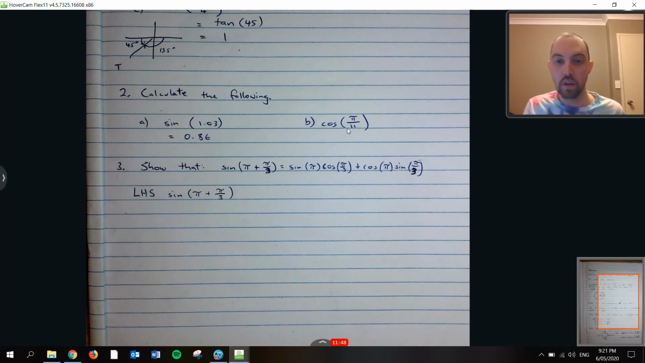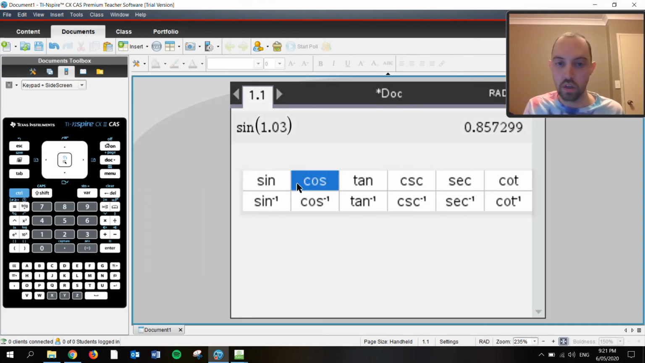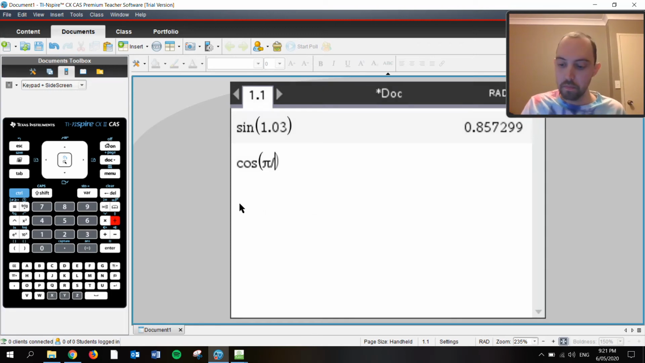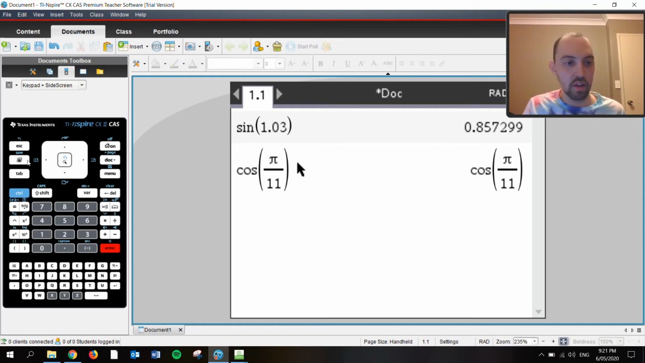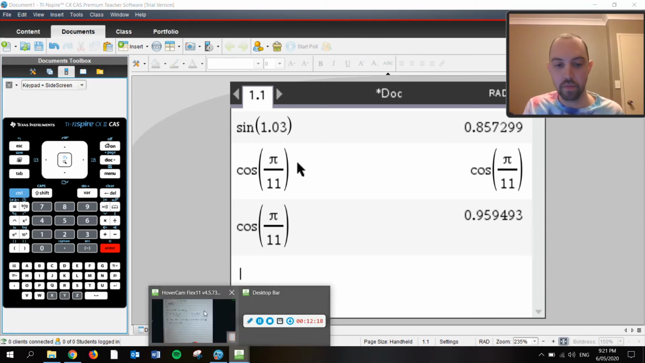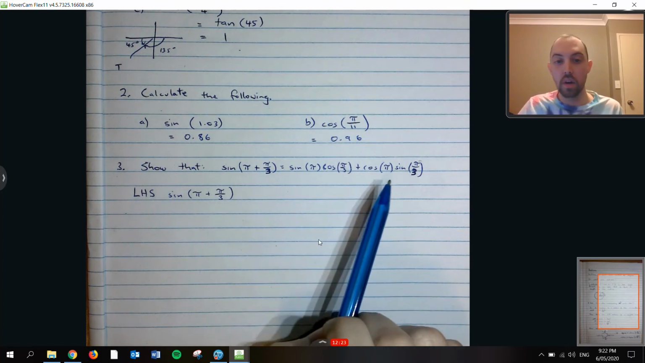Now we're doing cos of pi on 11. So trig cos pi on 11. All right, let's come up with an exact value. Let's assume that we want a decimal here, 0.96 to 2 decimal places. And there we go.